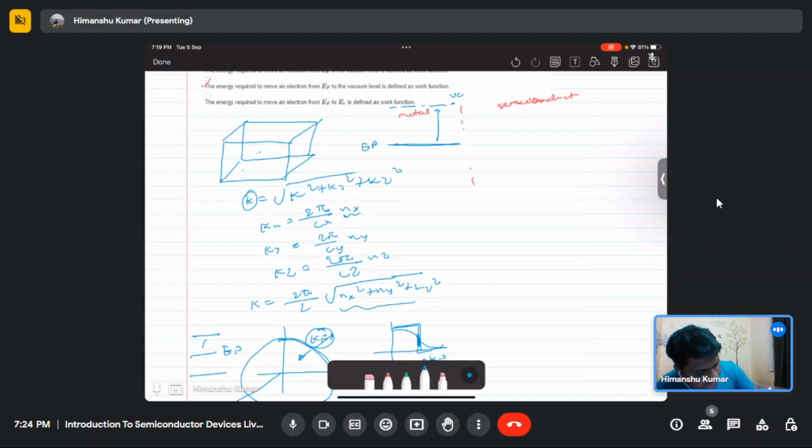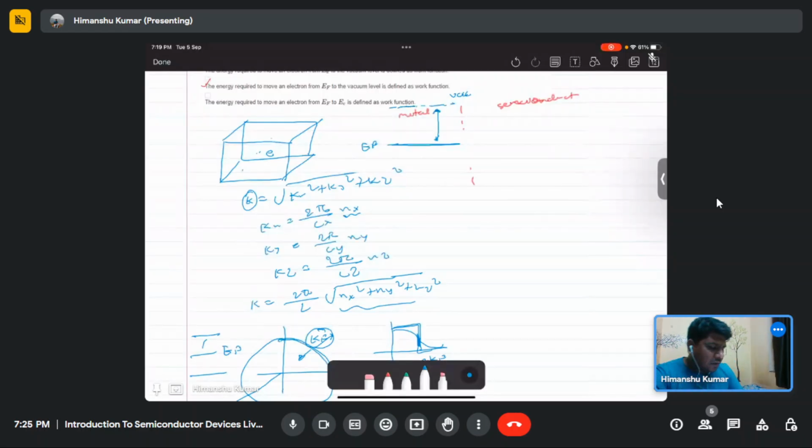Vacuum level is defined. In this level, your electron is confined in your piece of metal. So what does the vacuum level define? It is defined as the energy supplied to the piece of semiconductor to eject out an electron which has zero energy just after the surface.